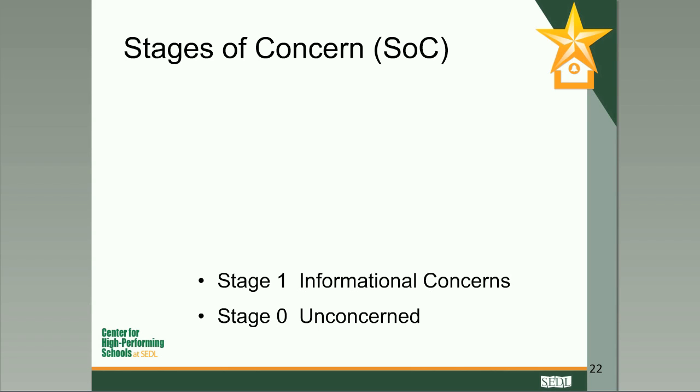The next stage is where an individual has informational concerns. So in this case, it may be that the individual would like to learn more about the innovation. Stage 2 are personal concerns, which essentially is when an individual is concerned how the innovation will affect them. How will it affect their work? So again, that's very different than informational. Essentially, how would it affect their established routines? So that's what we see when we have someone with high personal concerns.